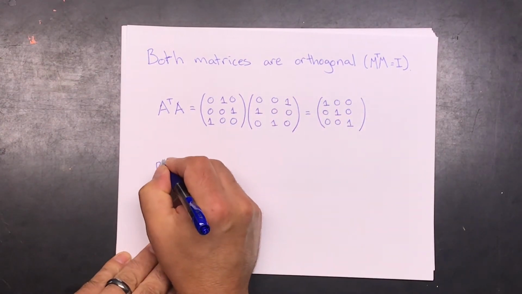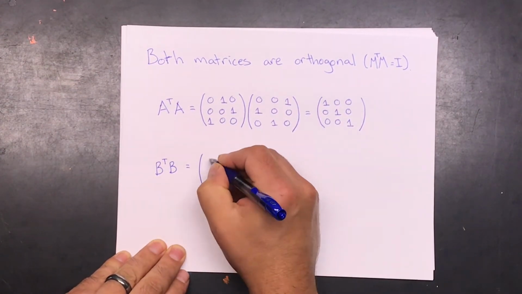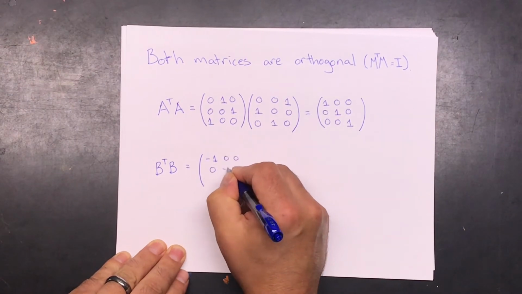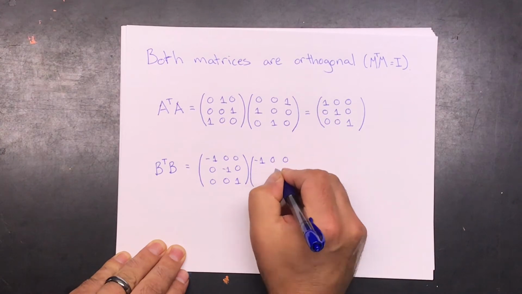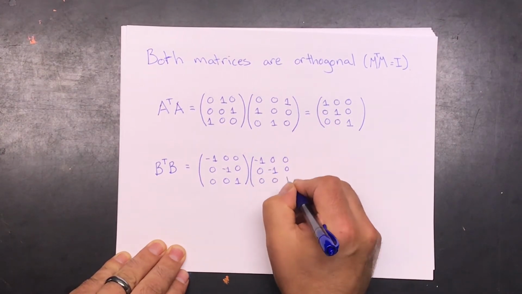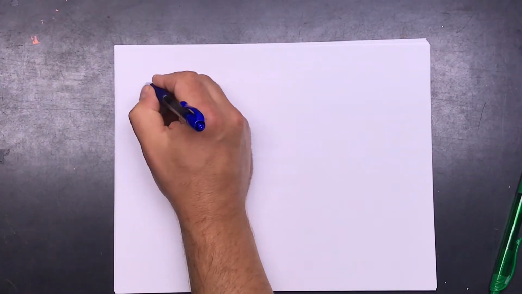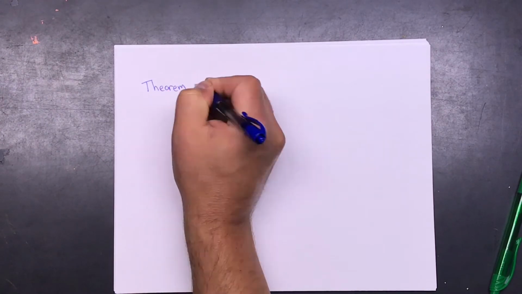We'll write out B transpose B, but I'm going to let you actually do the matrix multiplication for homework. Be sure to also check A transpose A. Even though you've just seen me do it, it helps to do it yourself.